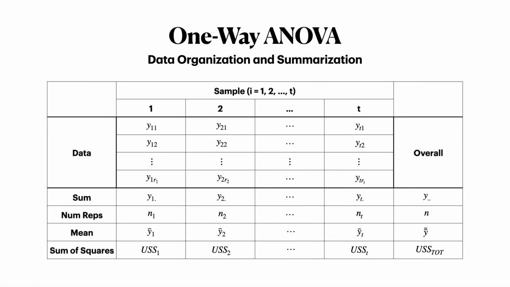Now here is another way of representing the bottom row, essentially, the sums of squares. We're going to be using this notation, USS, for uncorrected sum of squares in subsequent calculations. And so I wanted to show you in this table where those values go.